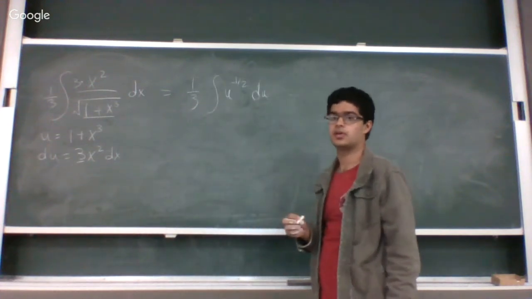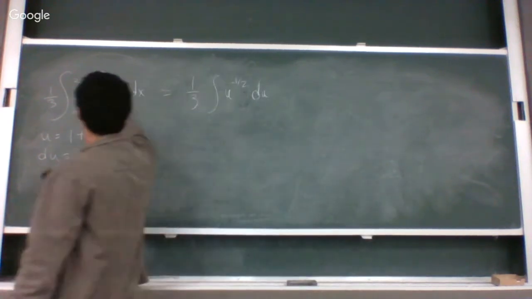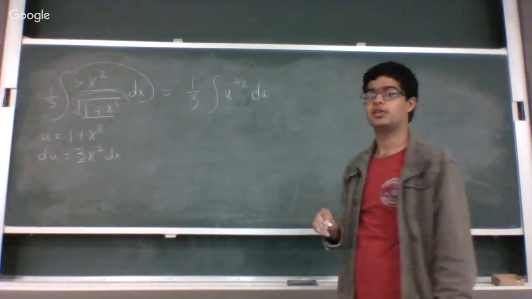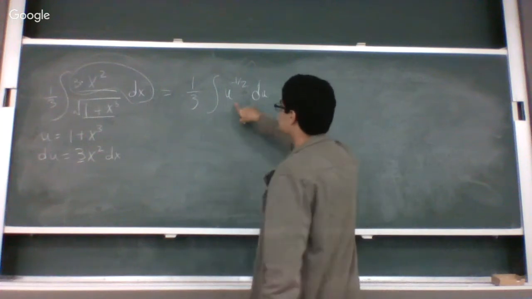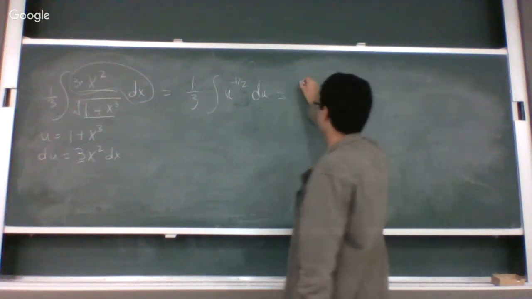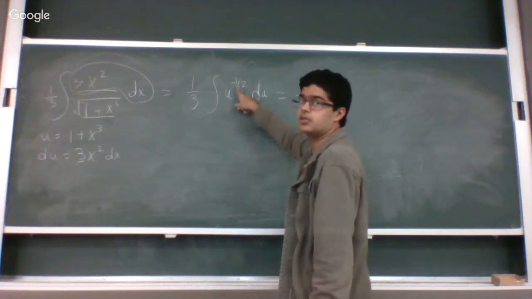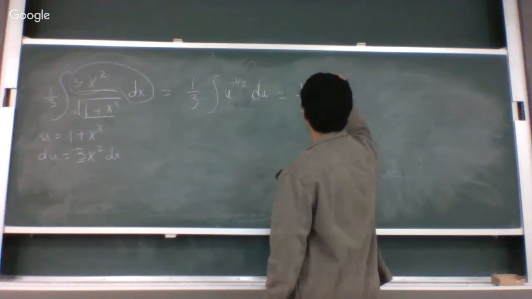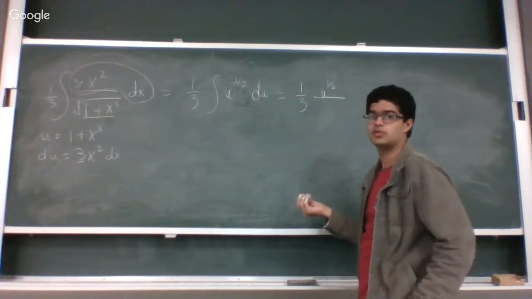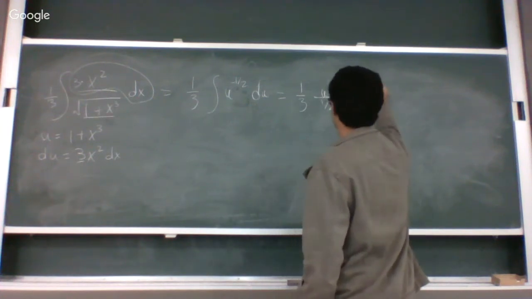That entire thing is du. So we have u to the minus 1/2. Don't get freaked out by this, because this is just like an x to a power. We already did that. So we have 1/3 times u to the minus 1/2 plus 1, so what do we get? 1/2, divided by 1/2, plus c.